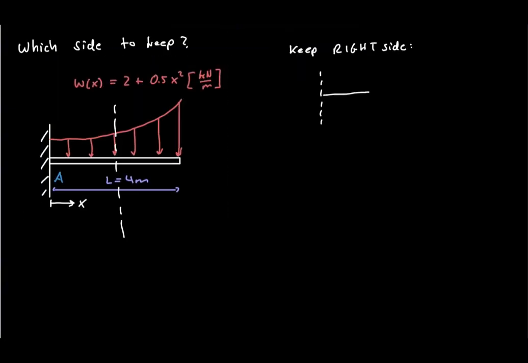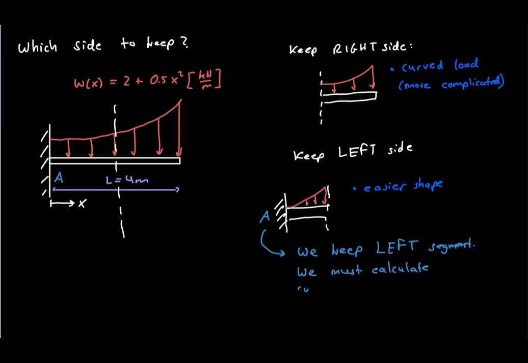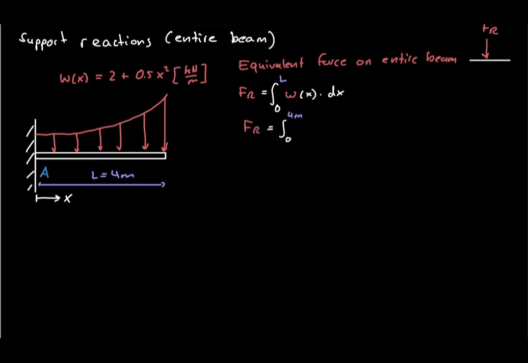As in the previous video, we keep the left-hand segment after making the cut. This gives us the simpler free body diagram, but it also means that we must calculate the support reactions first. To calculate the total equivalent force on the complete beam, we integrate the load function from 0 to 4 meters. Because the load contains two terms, we can integrate each term separately.